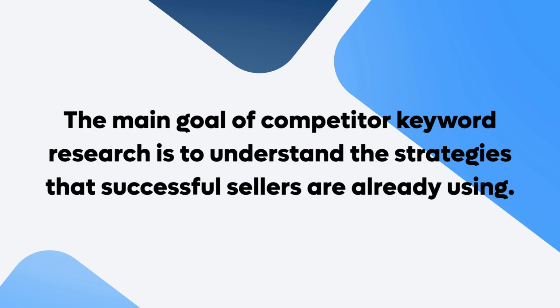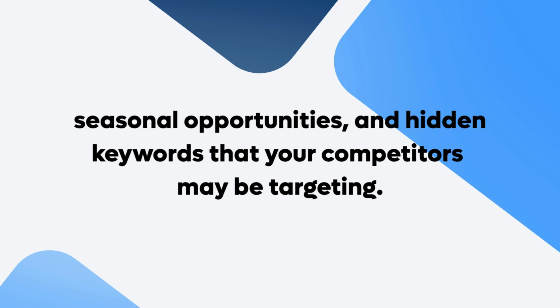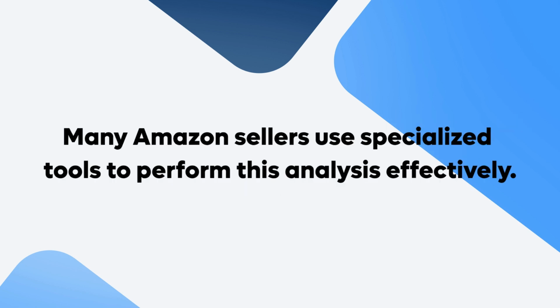product listings. The main goal of competitor keyword research is to understand the strategies that successful sellers are already using. By tracking which keywords drive traffic to their listings, you can identify trends, seasonal opportunities, and hidden keywords that your competitors may be targeting. This approach ensures your product appears in relevant searches and helps you stay competitive in the marketplace. Many Amazon sellers use specialized tools to perform this analysis effectively.